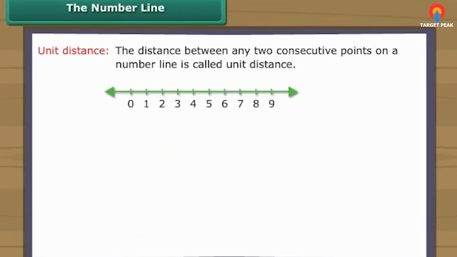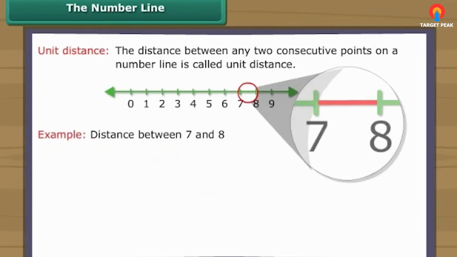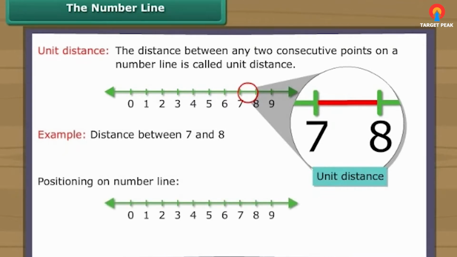The distance between any two consecutive points on a number line is called unit distance. Out of two whole numbers, the greater number comes on the right of the other number on the number line.